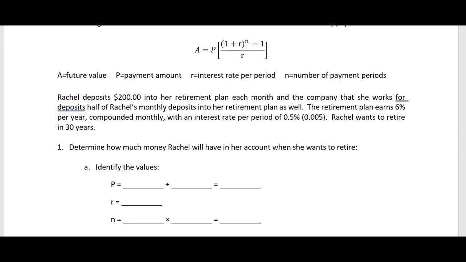And then R stands for the interest rate per period. We'll get to what that means in just one second. And then N is the number of payment periods, so the total number of times that money is going to be deposited into this account is what that N stands for.